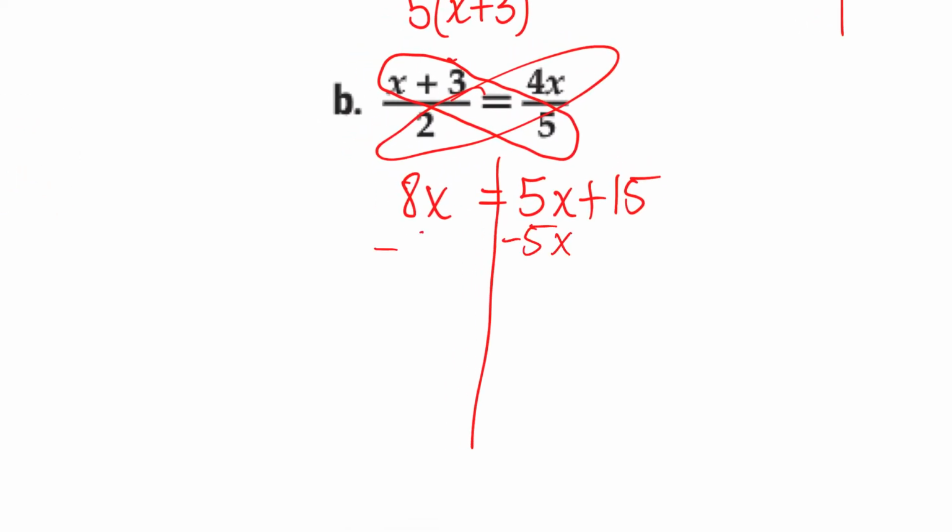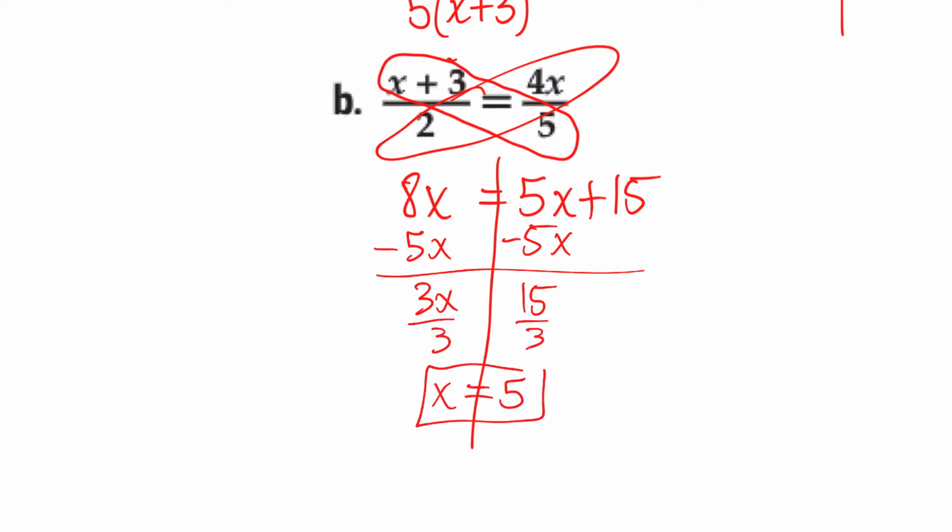Then we solve. So we have 3x equals 15. Divide both sides by 3. X equals 5.